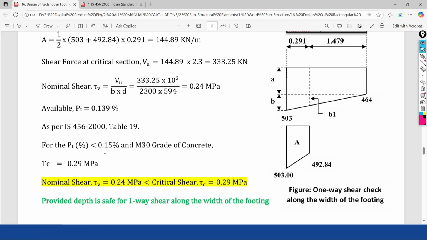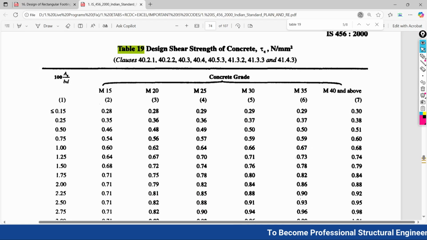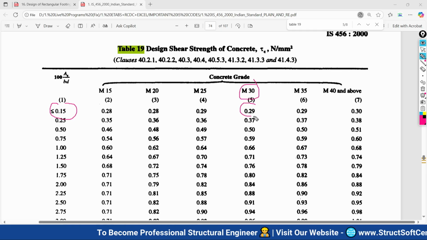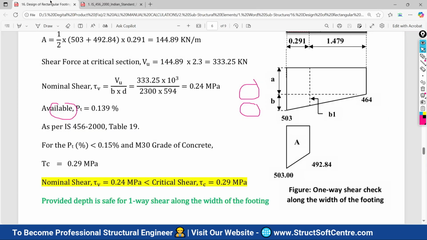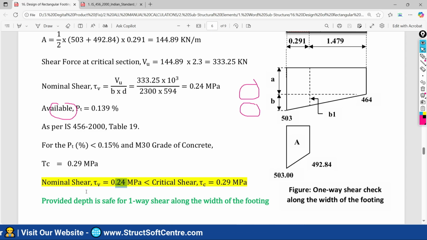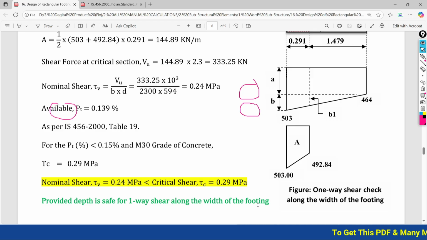If the percentage of reinforcement is less than 0.15 and if the grade of concrete is M30, we already have seen in our previous check, if your percentage is less than 0.15 and grade of concrete is M30, the critical capacity of the shear will be what? 0.29. So we are going to put here as 0.29. Again your nominal shear is 0.24 and your critical capacity is 0.29. Hence again we can say that provided depth is safe for one-way shear along the width of the footing. Last time we have performed the check along the length, now we have performed the check along the width.